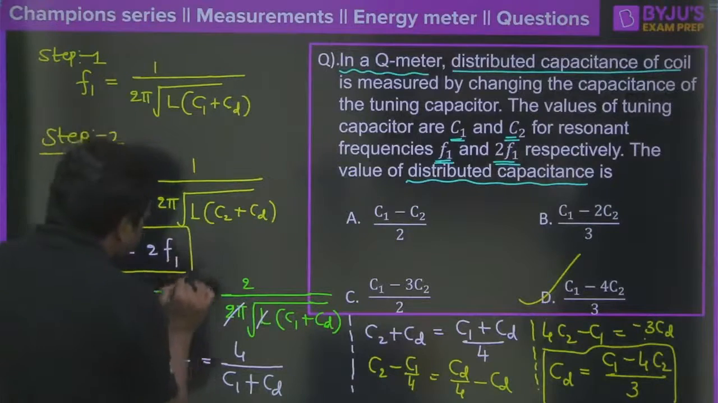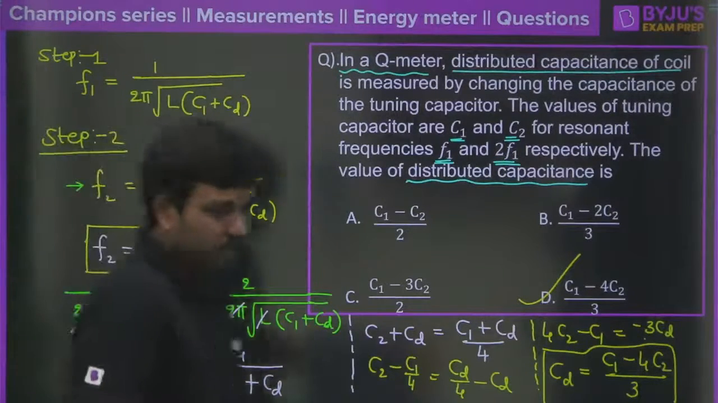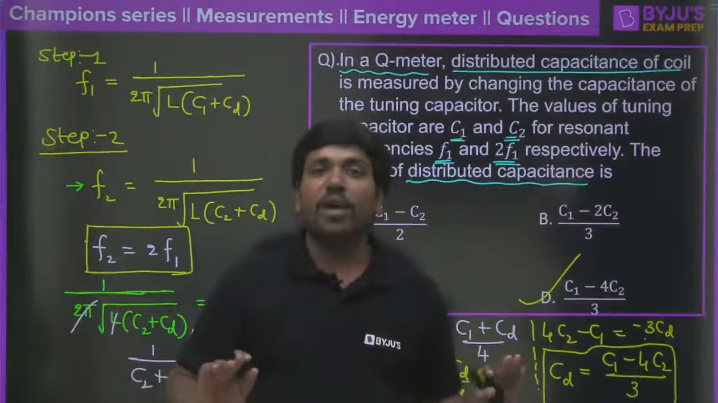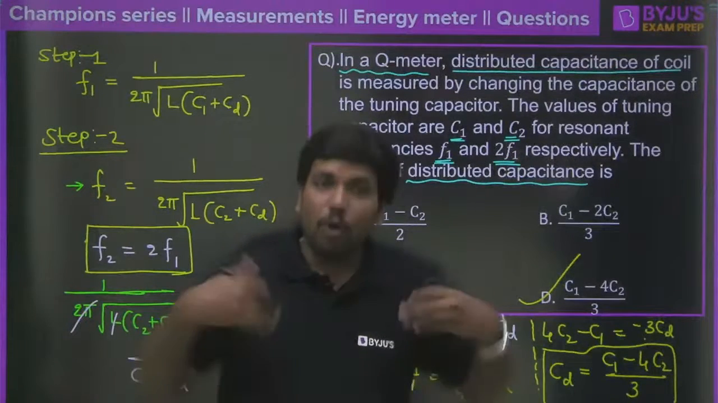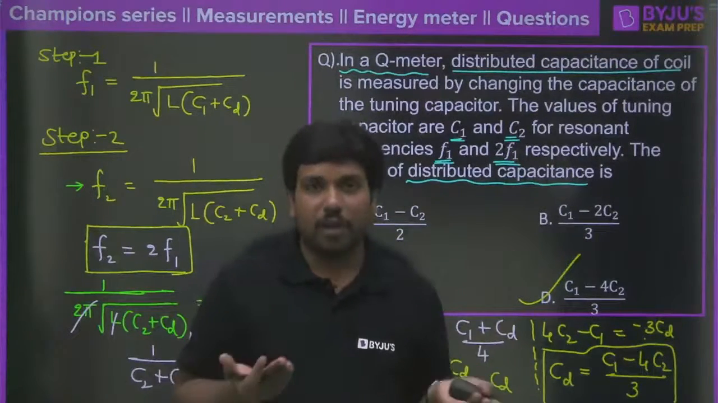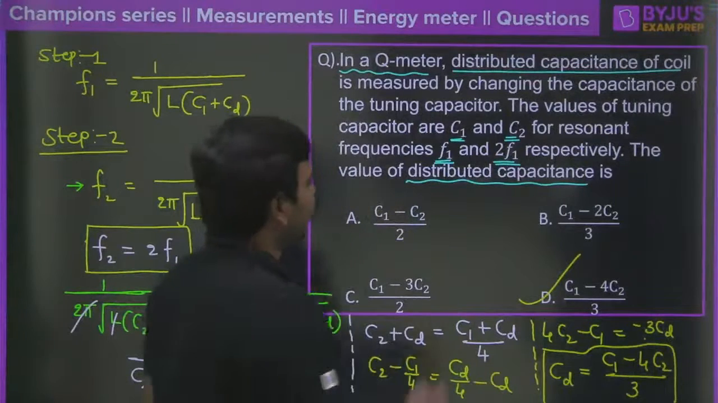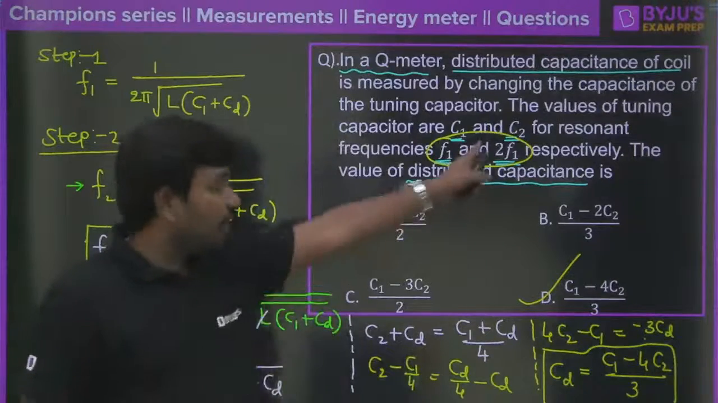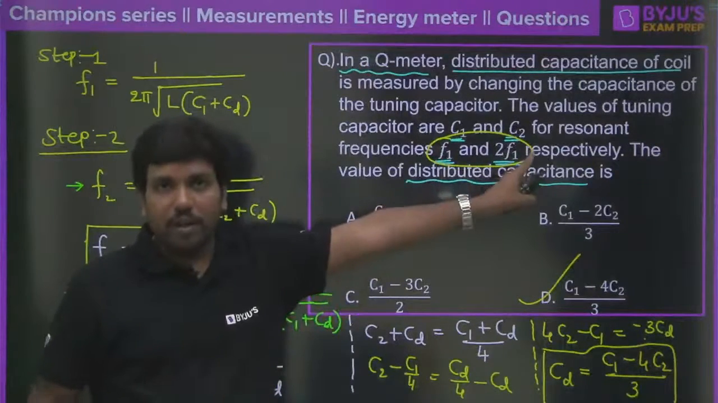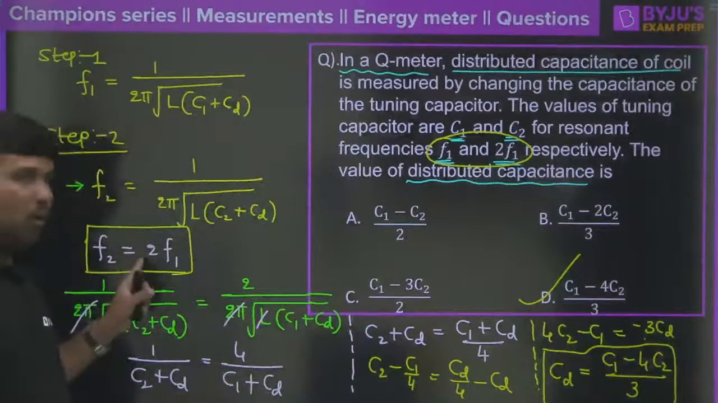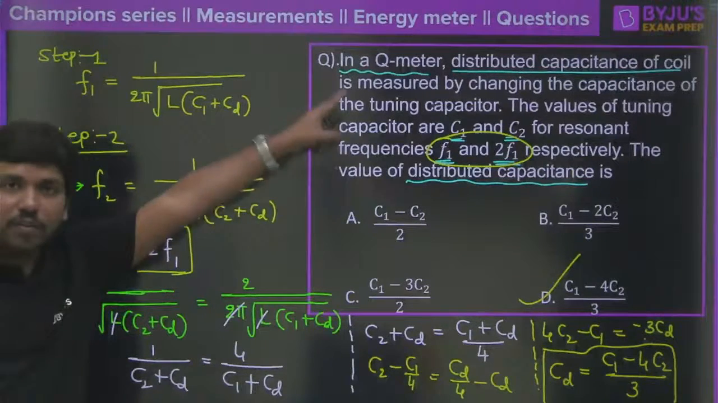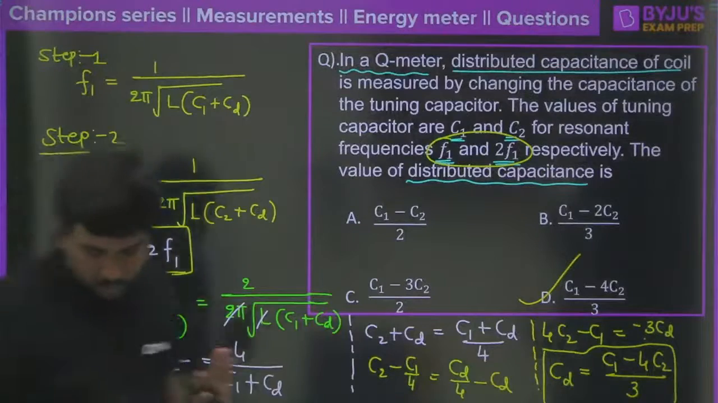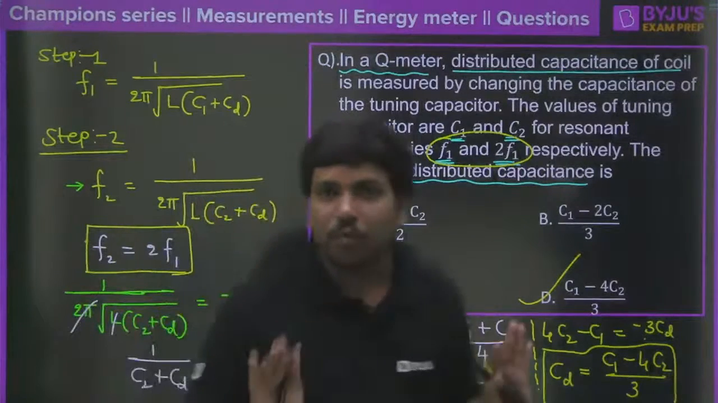Remember that it need not be only 2 times F1. Anyway, you are changing the tuning capacitor. So sometimes we may get 3 times F1, 4 times F1, 5 times F1 also. So you have to read the question carefully for what they have given. They mention F1 and 2F1. They may say F1 and 4F1. If it is so, you have to take 4 here. If they say F2 is equal to 8 times F1, then you have to take 8 here. Clear? So that is exactly the way you have to proceed to get the answer.